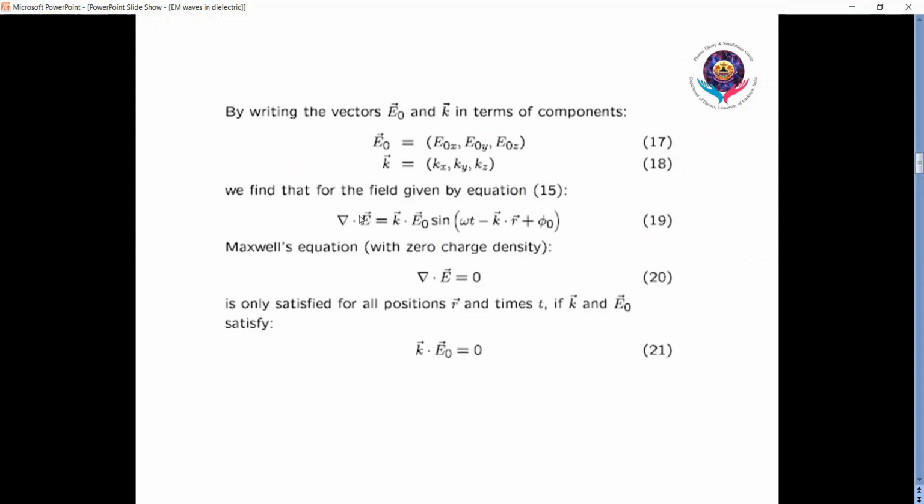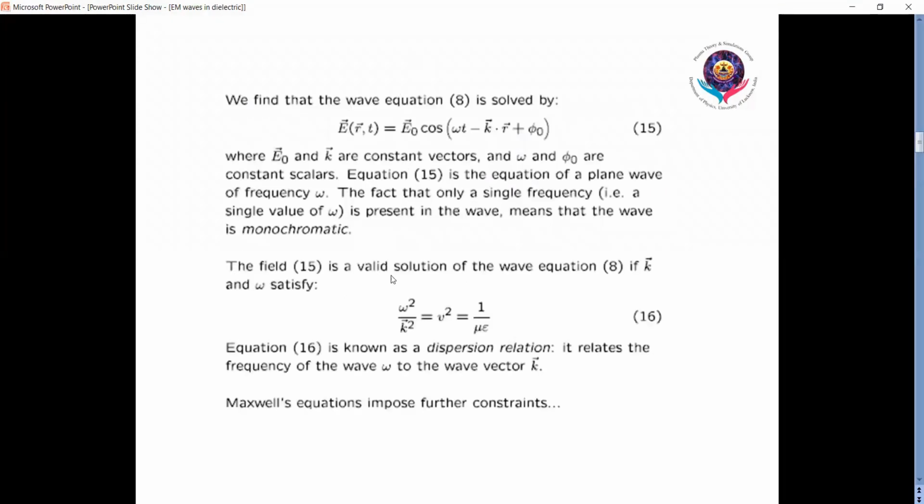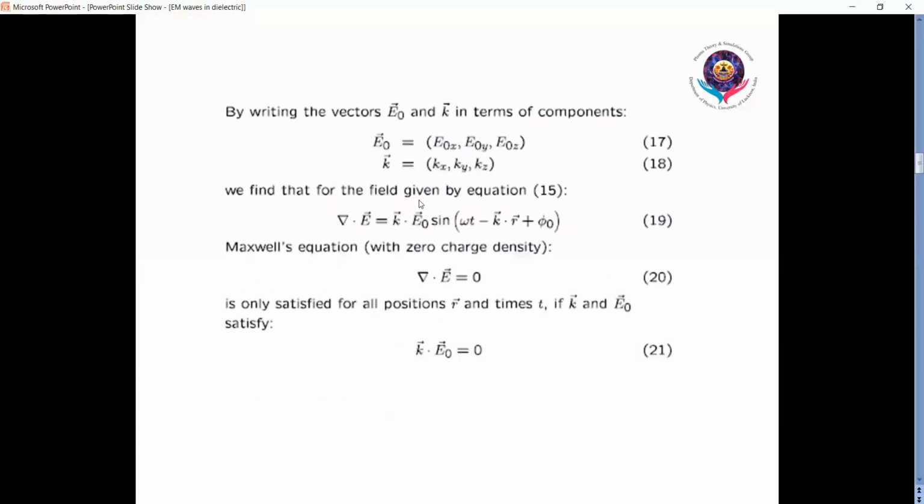When we take the divergence of the electric field, just see, this is the electric field, we will take divergence, that means we will differentiate it with respect to r. So when we differentiate it with respect to r, we will get k outside, and the differentiation of cos will give a minus sign. So this minus sign will come also, and the derivative of minus sin will become plus. So we have a plus sign here.